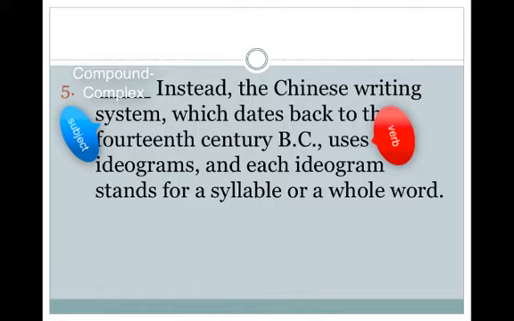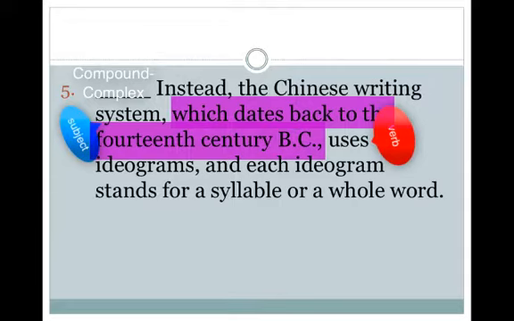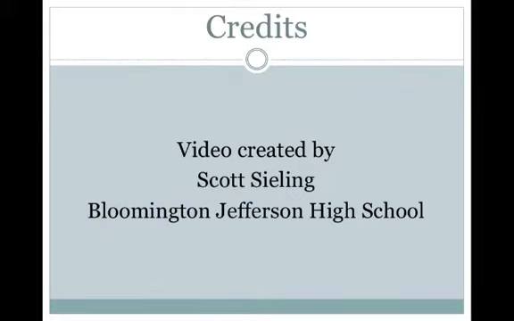There is an adjective clause in the middle, which dates back to the 14th century BC. That's modifying system. And then there's another independent clause, ideogram stands, has a subject and verb. And then for a syllable or a whole word is a prepositional phrase. Good luck finding the 4 different sentence types on your own.